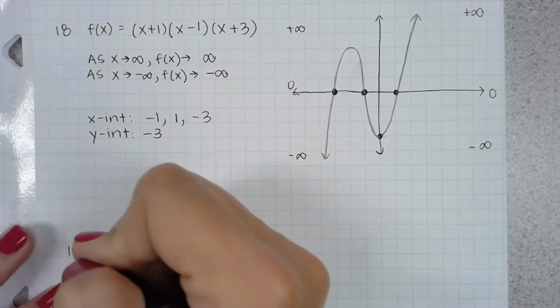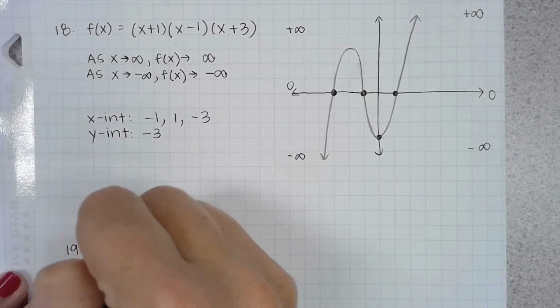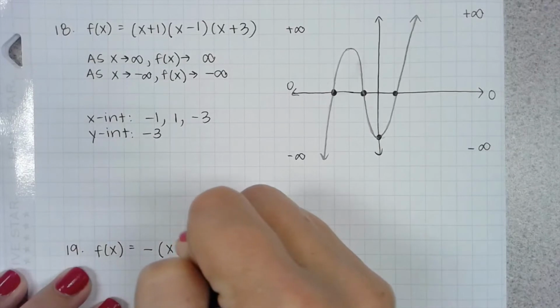19 and 20 are very much the same in the sense of the process that you go through. For number 19, it says f of x is equal to, and so this one has a negative out front, so that'll change a couple of things.